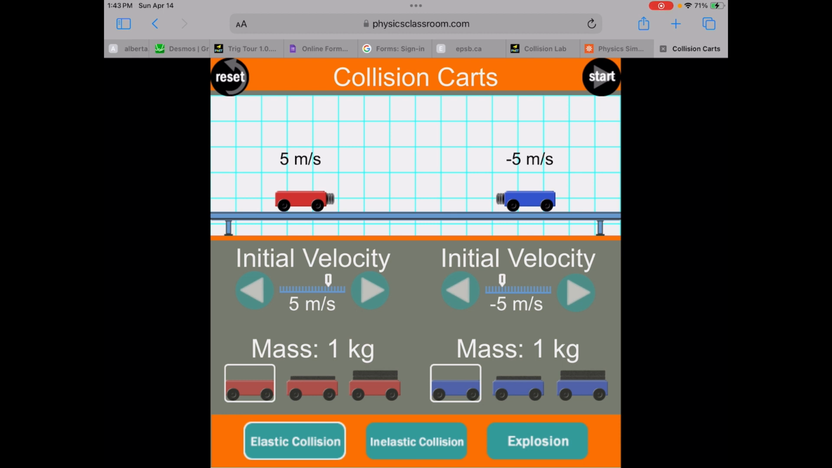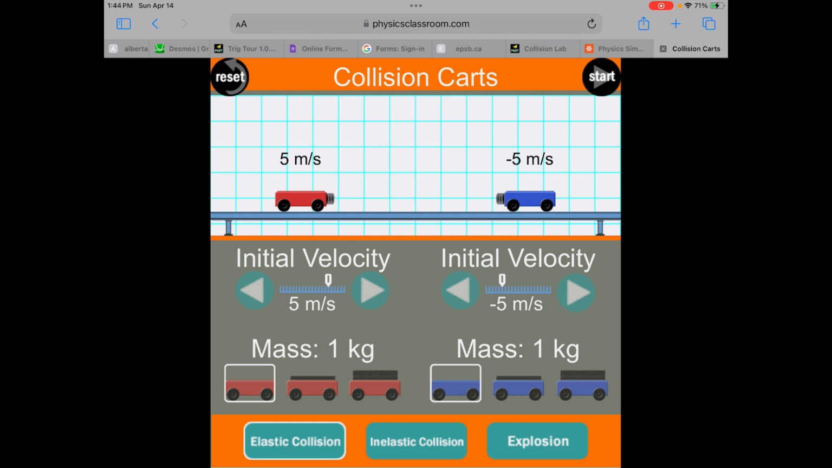Okay, so I want you to think about the momentum of the red cart. What would that be? We know that momentum equals mass times velocity, right? p equals mv. So its mass is 1 kilogram, its velocity is 5 meters per second. So the red cart's momentum is 5 kilogram meters per second to the right, right? It's 5 kilogram meters per second positive, if we're calling right positive. For the blue cart, it's 1 kilogram times negative 5 meters per second. So it has negative 5 kilogram meters per second of momentum, or 5 kilogram meters per second of momentum to the left.